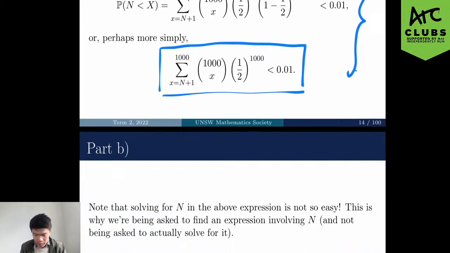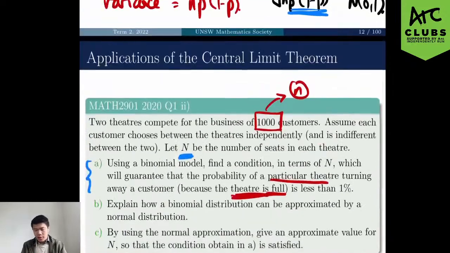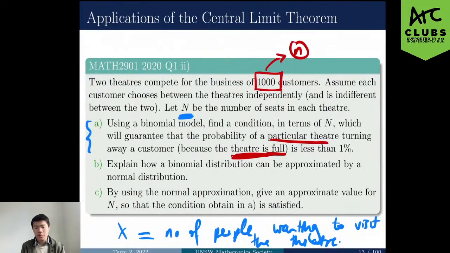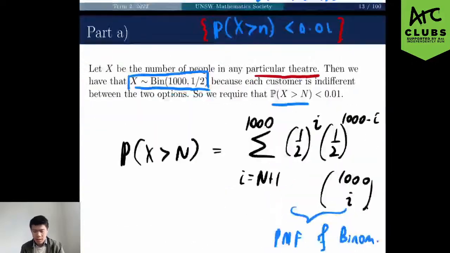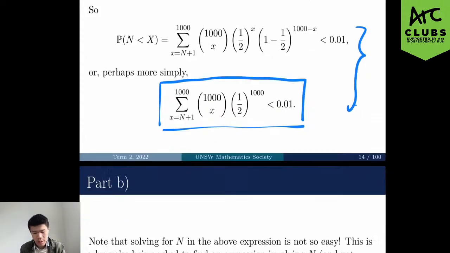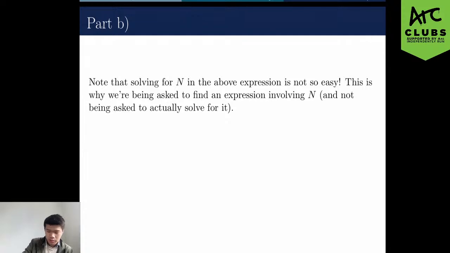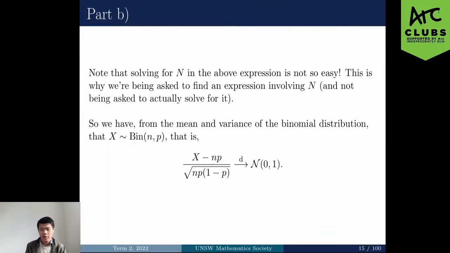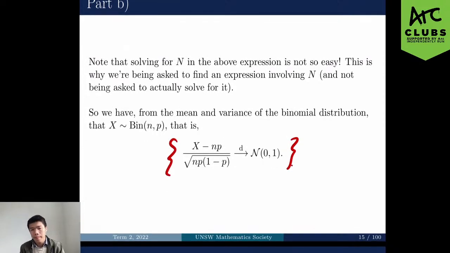Okay, very fun. Moving on to B. We want to explain how a binomial distribution can be approximated by a normal distribution. Not really a complex question, but the idea is that this equation by itself looks really scary. It's actually pretty hard to solve. So what we want to do instead is use the normal distribution. Solving for n is not super easy, and that's why we're not actually being asked to solve in part A. Instead, we have from the mean and variance of the binomial distribution that this theorem holds. This is what we saw before, and that's what we're going to use.